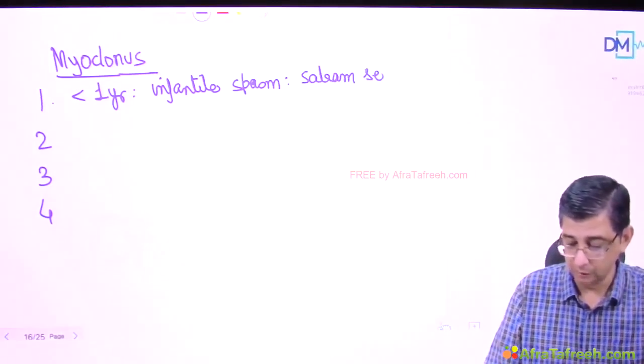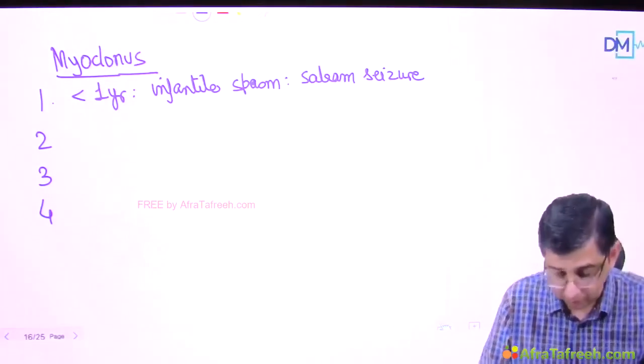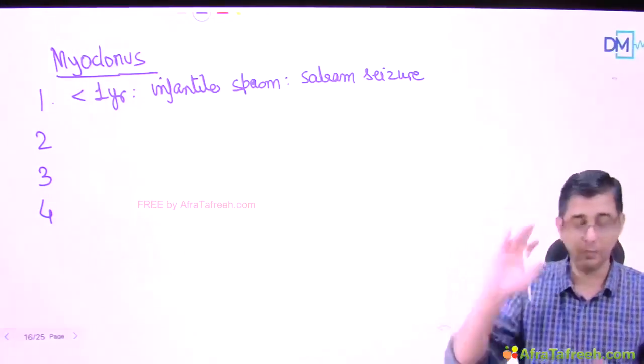In this case, there might be an epileptic spasm involving the trunk. So the trunk might be bent forward and there might be a jerky movement of the arm that might look like a salaam.